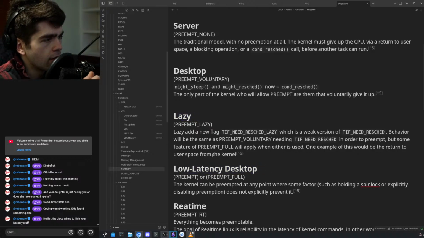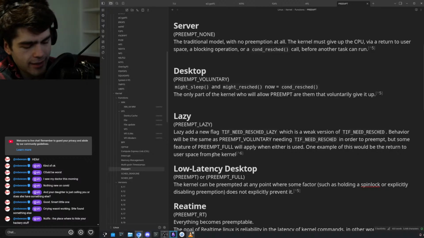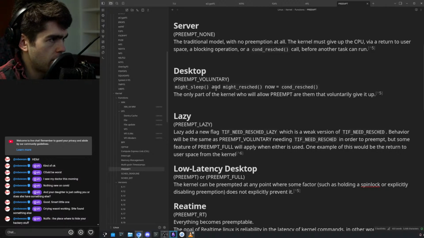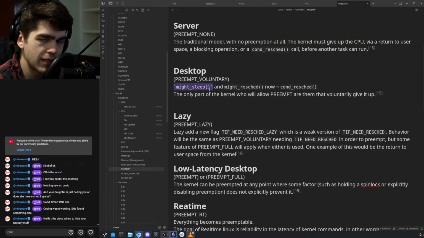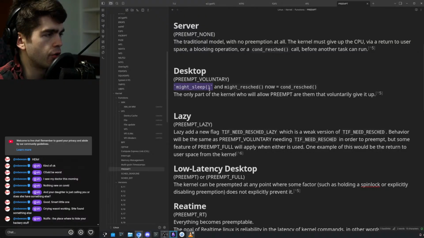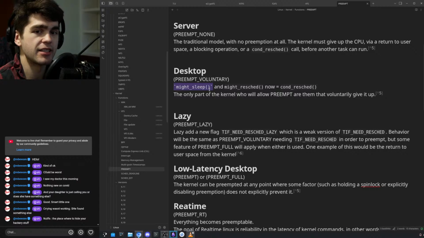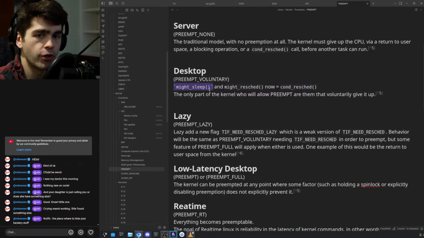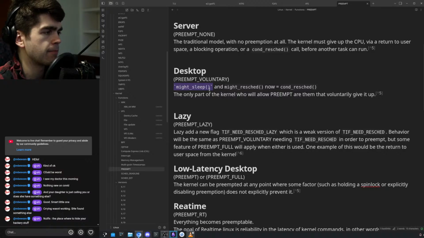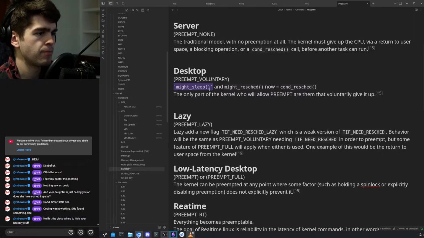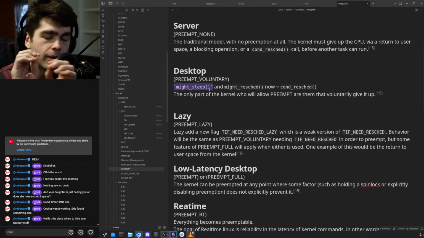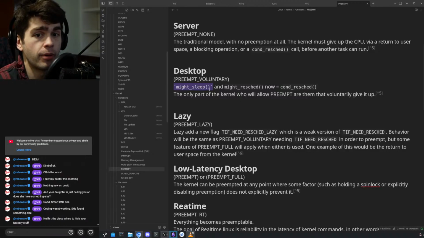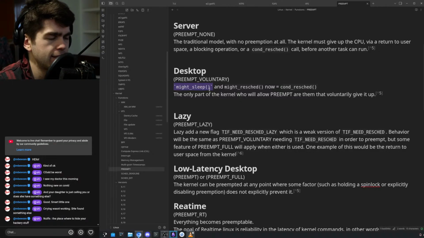Now, the way that this works is that for now, we've only talked about specific commands in the kernel code that explicitly state, hey, you can jump off the core at this specific point. What lazy adds is that there is a bunch of other places where you can actually just jump off the core, and it would make sense.